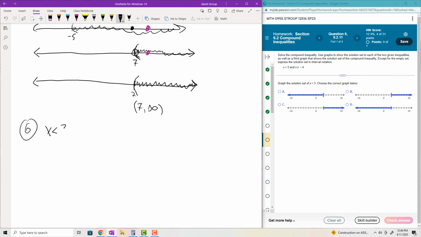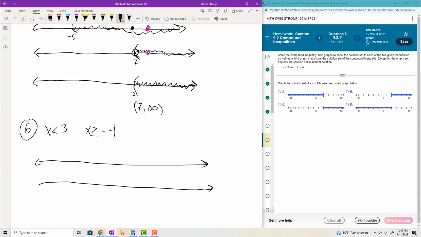X less than 3, and then x greater than or equal to -4. Okay. So again, I like to do 3 number lines. I want you to do 3 number lines, like on tests. Here I'll usually just label the 2 numbers, -4 and 3, and you want to put them on all the number lines so they all line up. -4 and 3, -4 and 3.